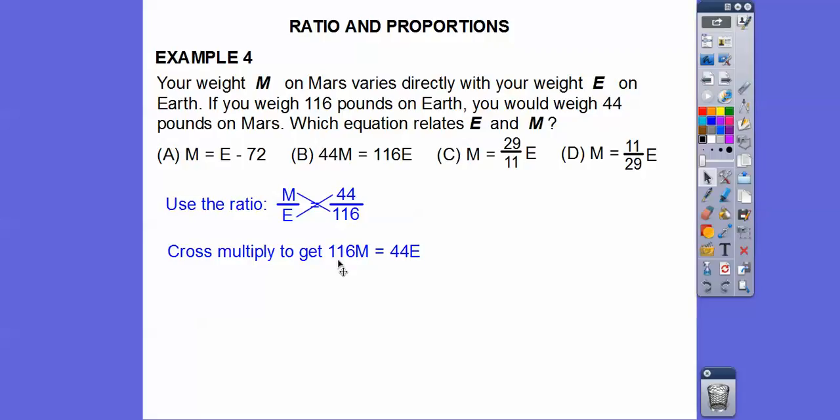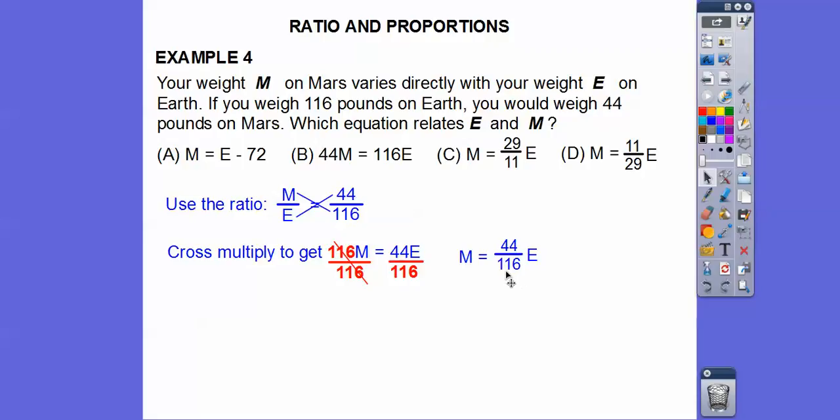So let's divide both sides by 116, okay? Now, that doesn't give us any of these choices right here, but what we can notice is we can divide these both by 4. 44 is easy to see, that's divisible by 4 11 times. And then, do you guys know the trick on divisibility by 4? You just have to look at the last 2 digits.